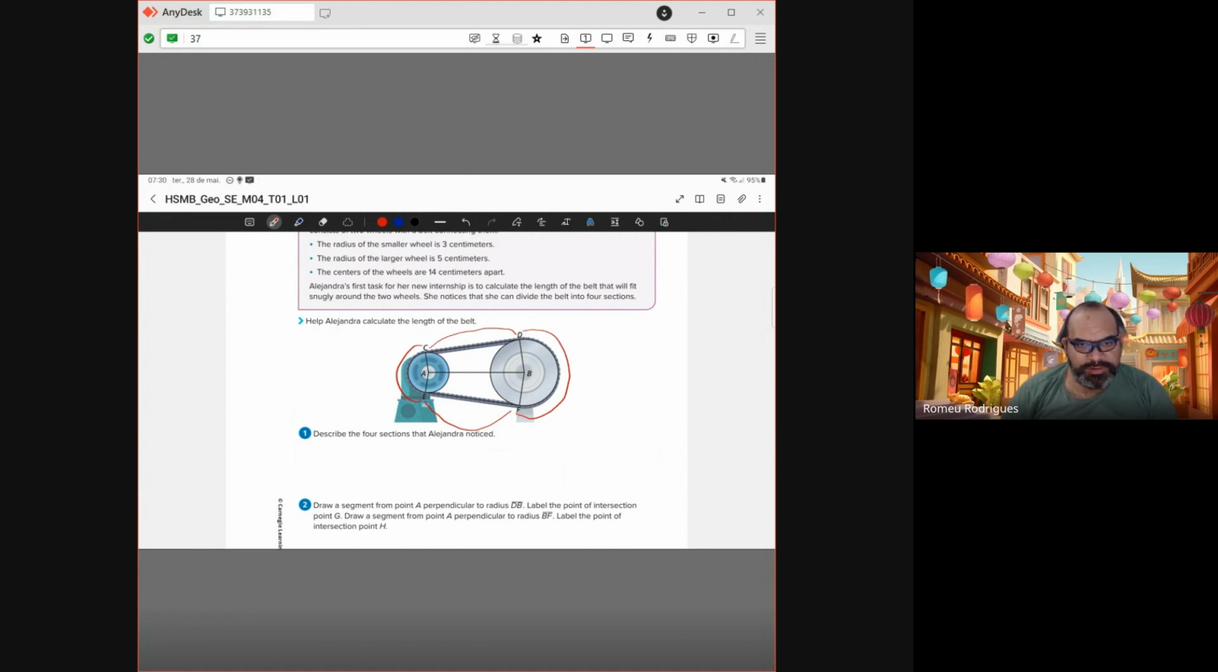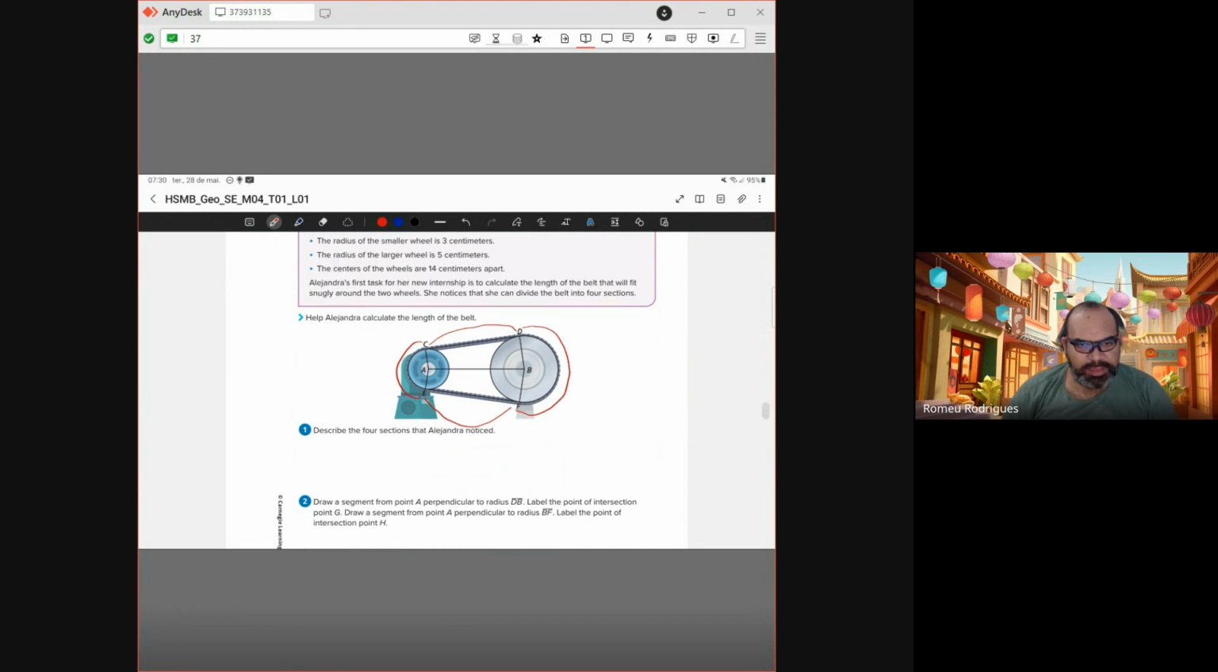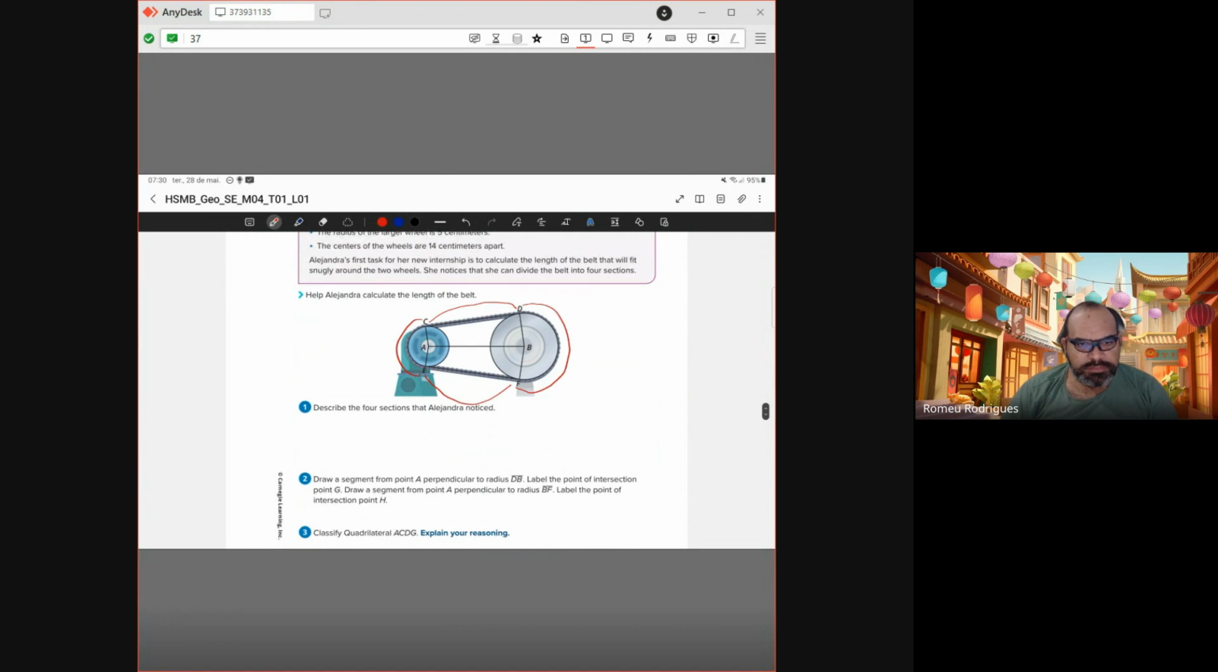If we draw here, you just draw what you notice. And what do you notice about this? We have a quadrilateral in each section. We have a quadrilateral here on the bottom section and a quadrilateral on the top section. Great.